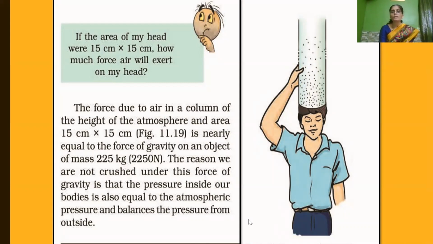Actually, the air exerts pressure on our head equal to the weight of a mass of 225 kg. That much heavy pressure is being exerted on our head. But we don't feel that much force of atmospheric pressure acting on our head. The reason behind this is that the pressure inside our body is equal to the atmospheric pressure outside. That is why the two are balanced, so we don't feel that much heaviness on our head.